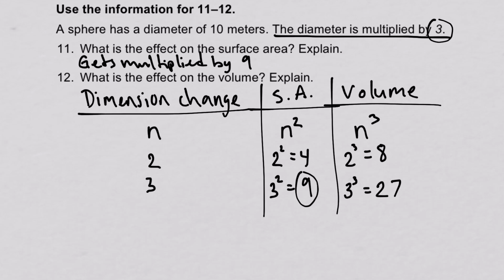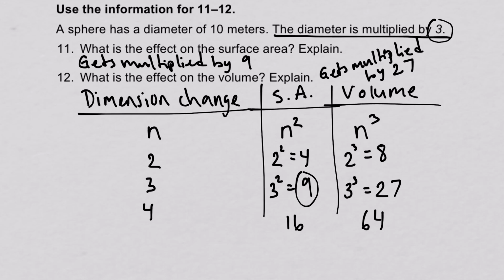I'm going to write it right here. The volume gets multiplied by 27, and so on. I could keep this going. I could say, okay, what if I change the dimension by 4? Well, then the surface area will be 4 squared, or 16. It gets multiplied by 16. The volume gets multiplied by 4 to the third power, which is 64, and so on.